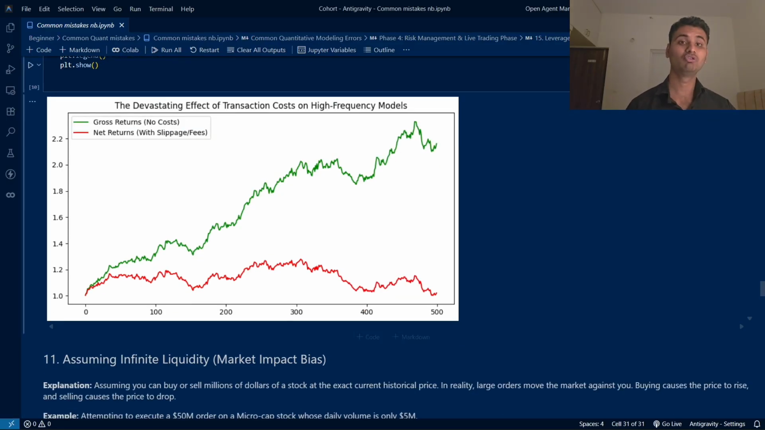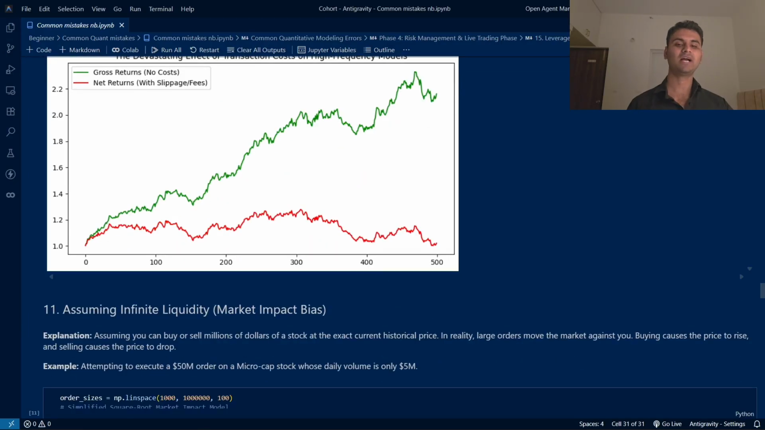Now, coming on to assuming infinite liquidity, market impact bias. Right now you might be taking trades with $20,000, right? Almost any developing or developed market will be able to accommodate that $20,000 trade without a lot of issues. But the issue comes in when you are taking a trade of $50 million, and the volume is barely 5 million, 10 million. That sort of capital can move the market. It could move the market drastically, because once you punch in a trade of $10 million, it will soak up all the liquidity.